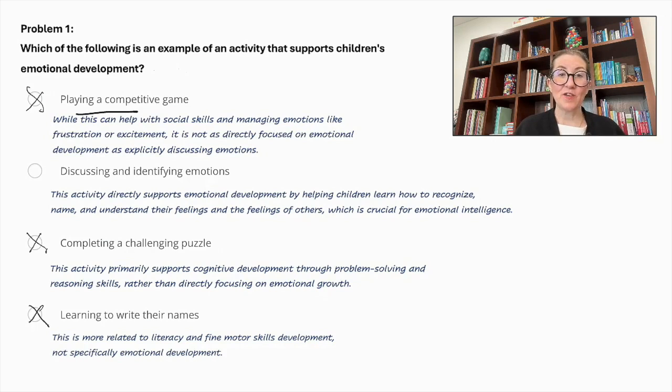Discussing and identifying emotions. This activity directly supports emotional development by helping children learn how to recognize, name, and understand their feelings and the feelings of others, which is crucial for emotional intelligence. Therefore, discussing and identifying emotions is the most effective activity listed for directly fostering children's ability to understand and articulate their emotional experiences.